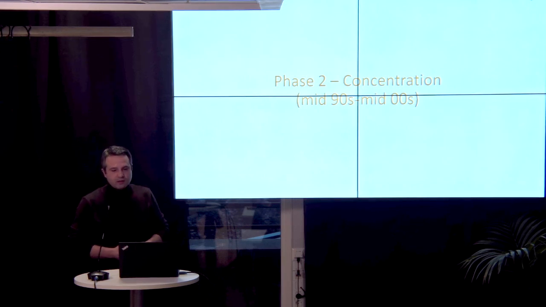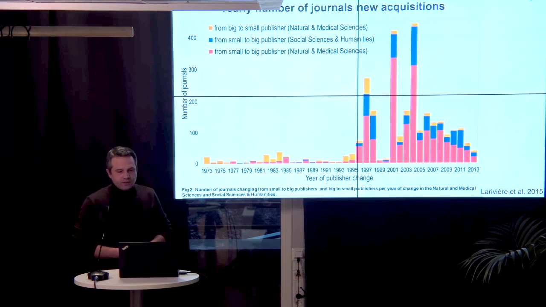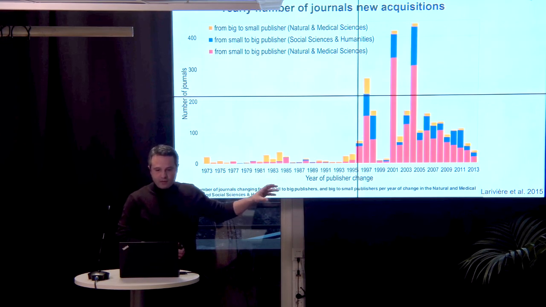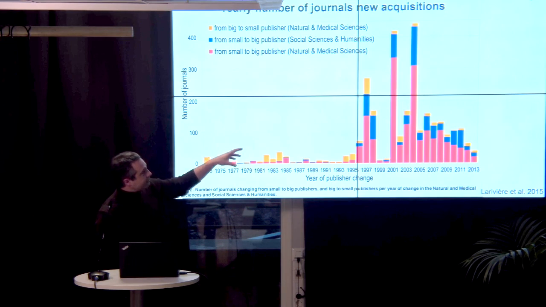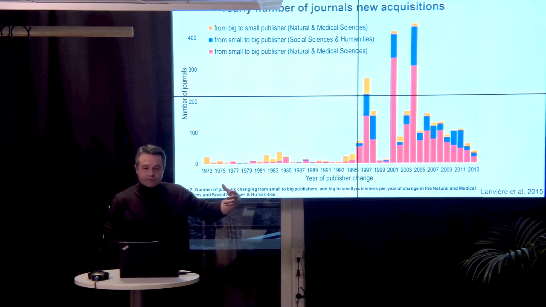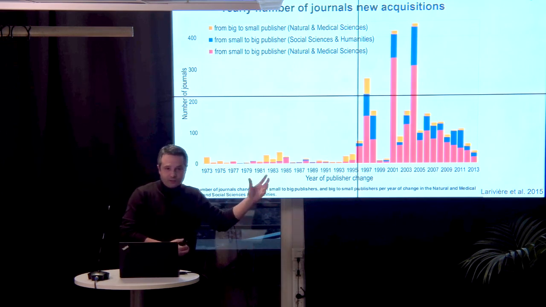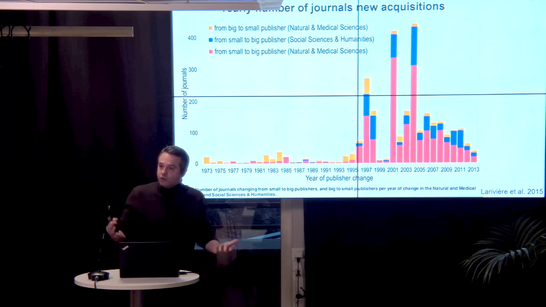Let's move to the second phase, which started around the mid-90s until the mid-2000s. In this picture, we can see the number of journal acquisitions over time. Since the 60s there has been a very slow process of concentration of the market, but it peaked in this period. You can see from the color of the histograms that most of the journals moved from small to big publishers, which is the red color. So we see a huge wave of concentration and moving of journals in this period.